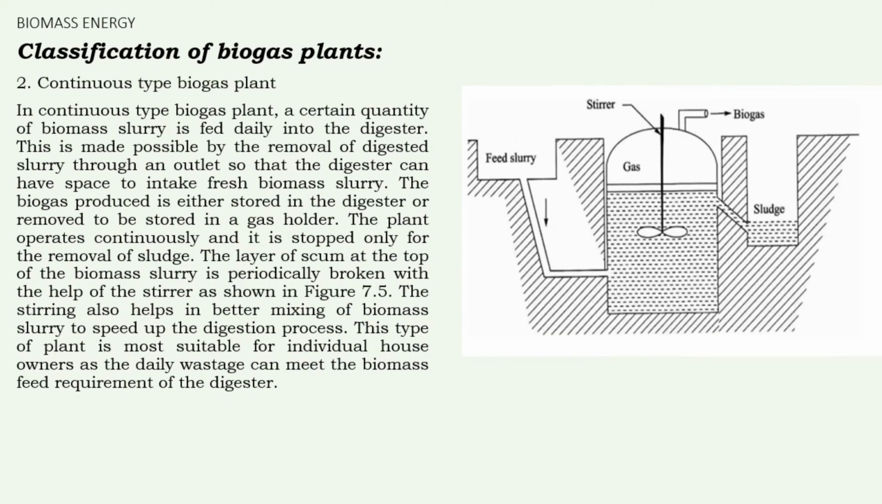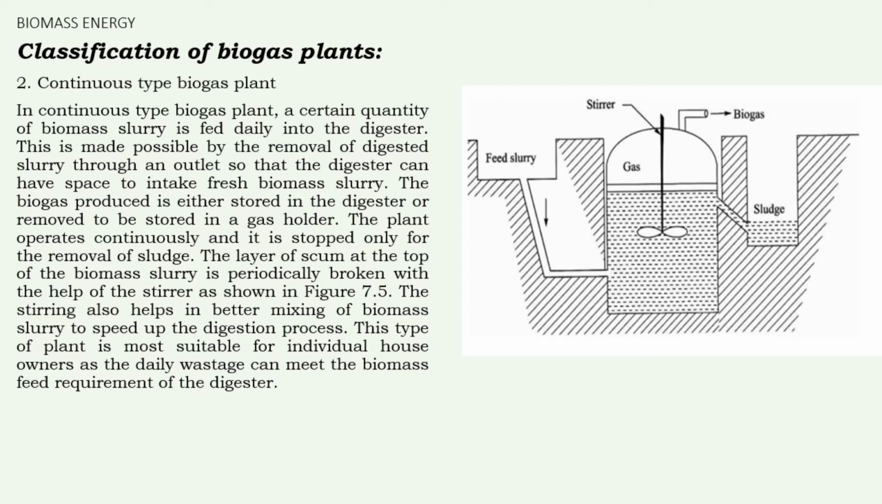So the second type of biogas plant is the continuous type of biogas plant. In this type of biogas plant, a certain quantity of biomass slurry is fed daily into the digester. This is made possible by the removal of digested slurry through an outlet, so that the digester can have space to intake fresh biomass slurry.